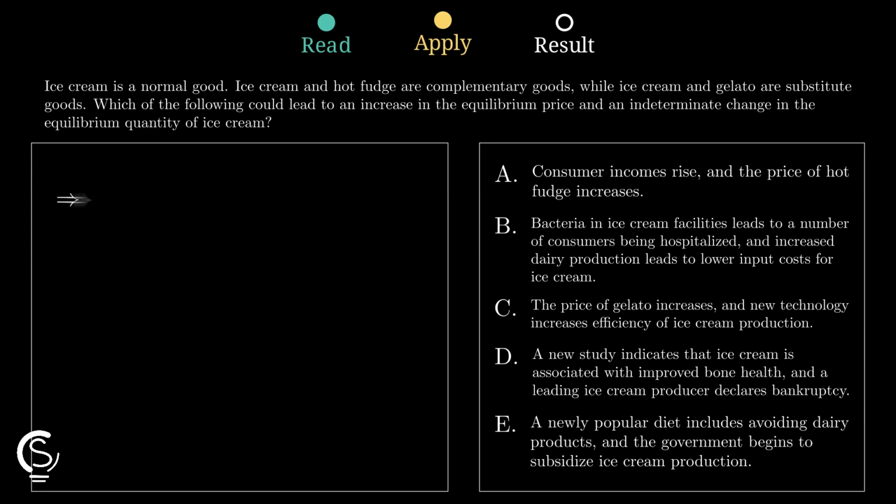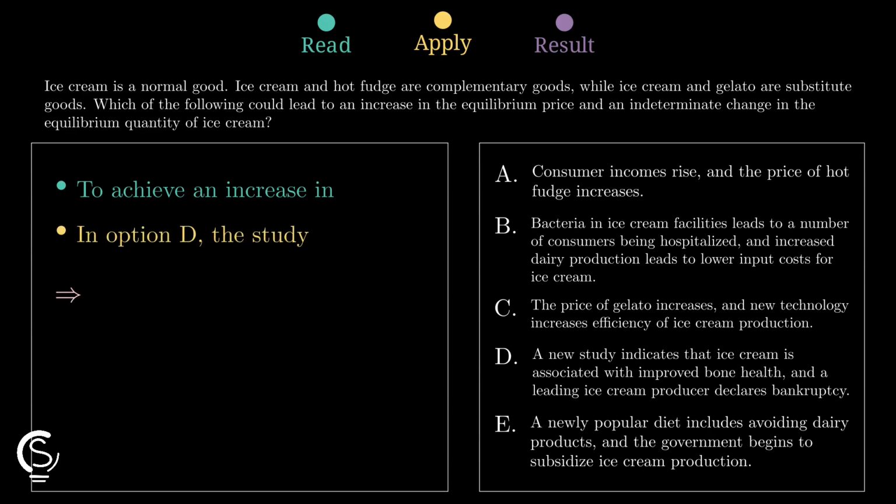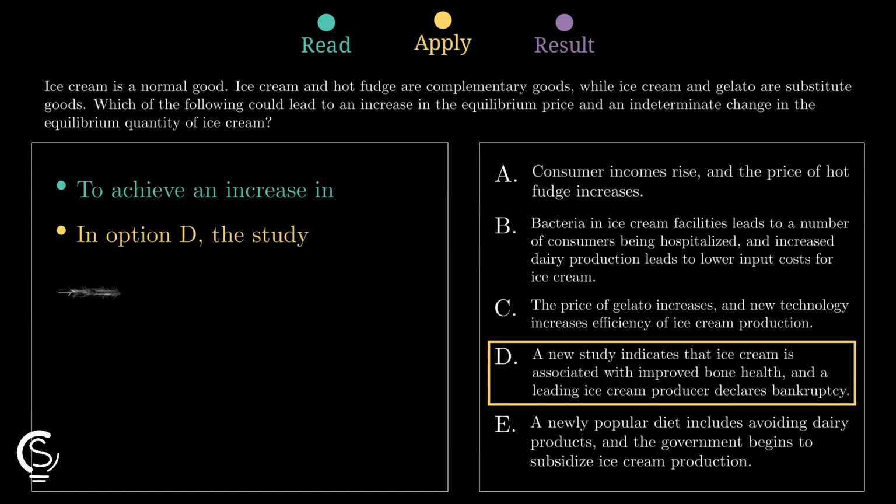Looking at option D, the health study boosts consumer preferences, shifting demand right, while a producer bankruptcy reduces the number of sellers, which successfully shifts the market supply curve to the left. Since both shifts push the price upward but pull quantity in opposite directions, the final quantity is indeterminate. That makes option D our final winner.